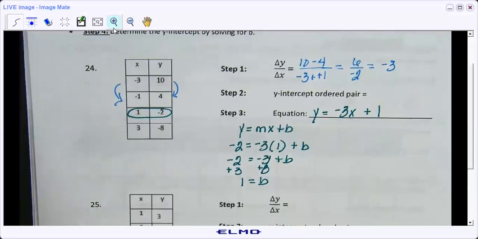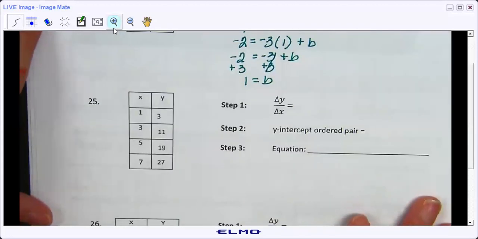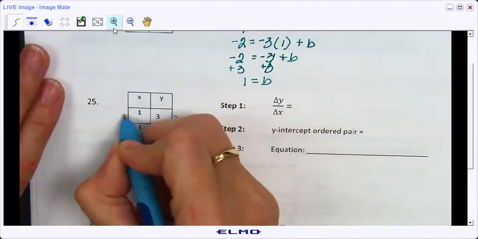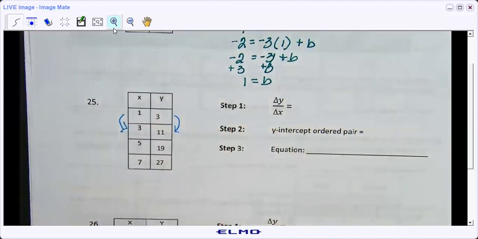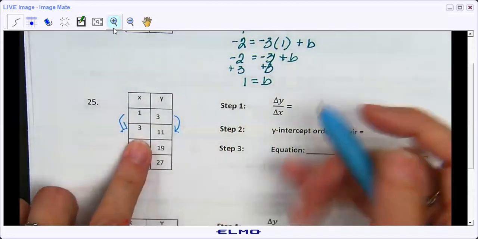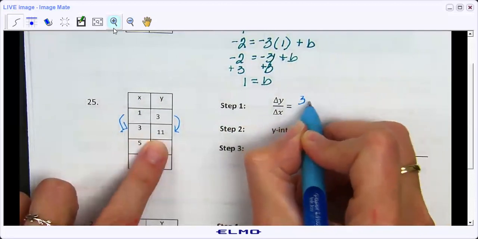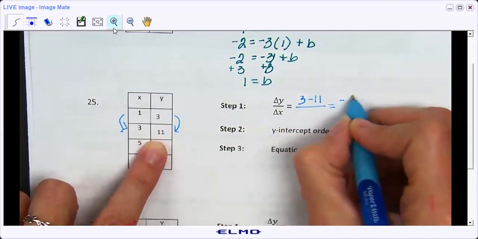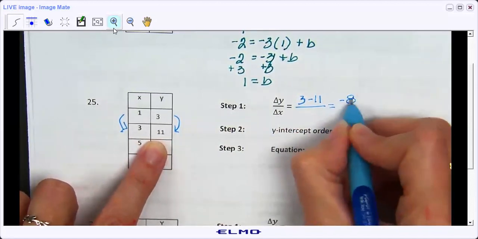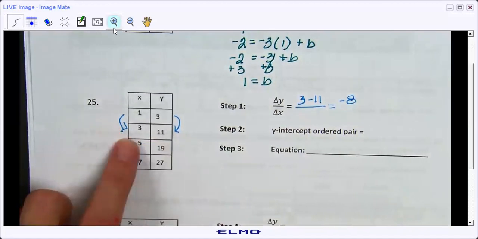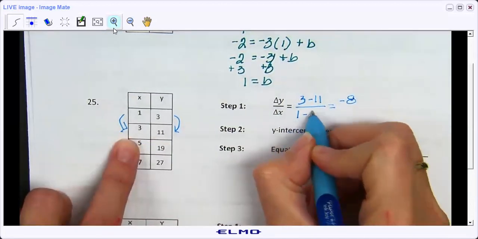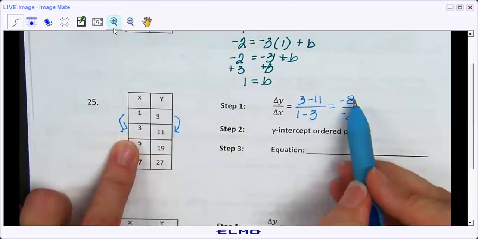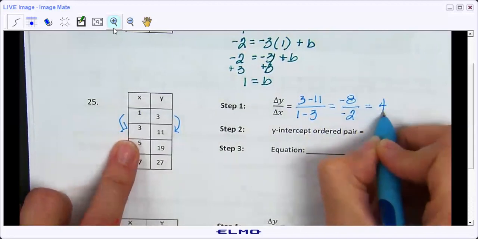Okay, let's try 25. So we're going to find our change in y over our change in x. And so we have 3 minus 11 for our change in y. And that gives us a -8, oops, sorry. And then we have our change in x, which is 1 minus 3. And that gives us a -2. -8 divided by -2 is 4.